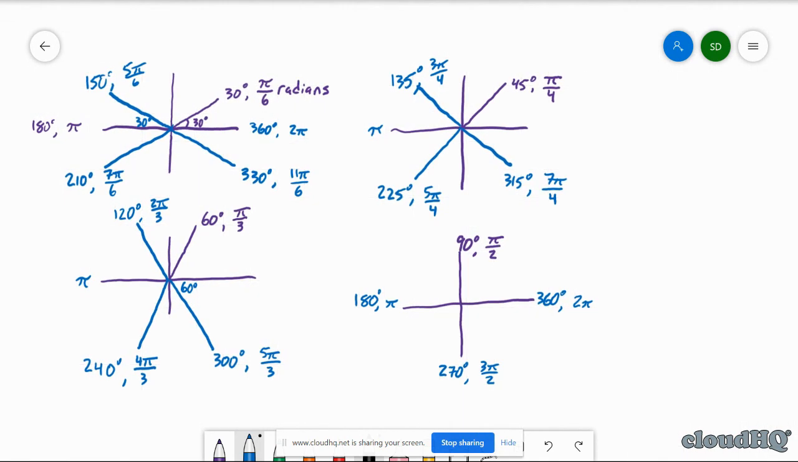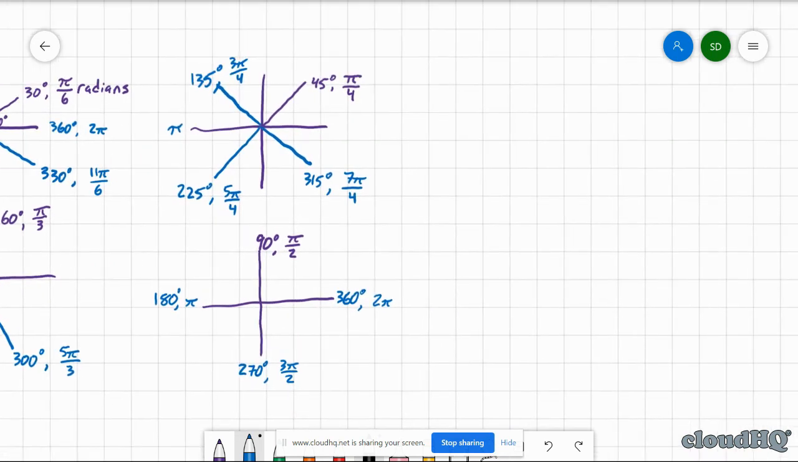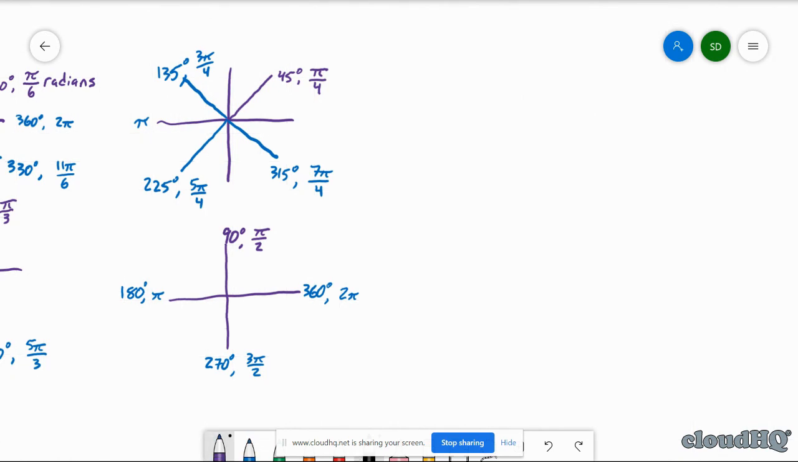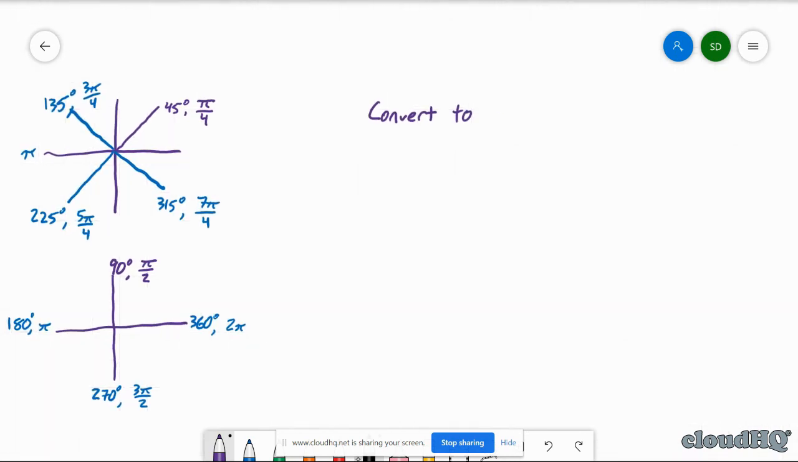But the one last thing I want to do today is actually use those to do just a few random conversions. So it's really no different than what we just did there. I'm just going to ask you to convert to the opposite measure. And when I say opposite measure, I just mean degrees versus radians.